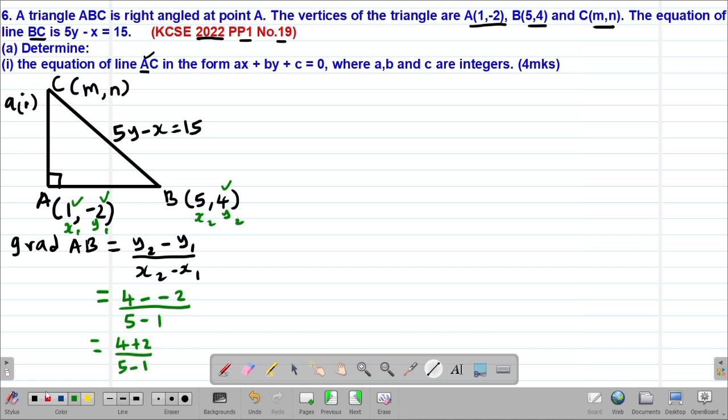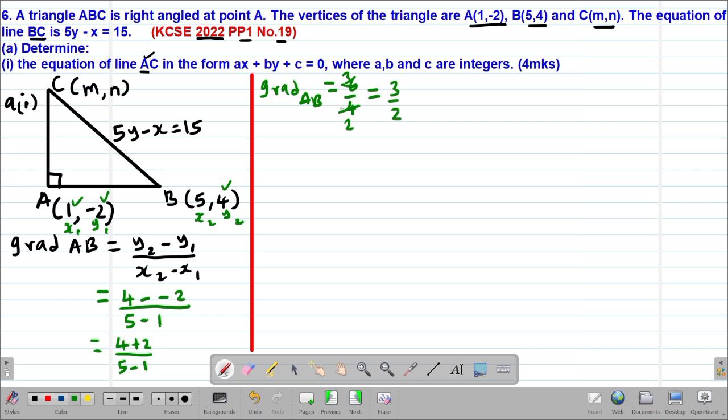Let me separate my working with this particular straight line here. So I'm going to end up with the following. The gradient of the line AB will be given by 4 plus 2, which gives a positive 6, divided by 5 minus 1, which gives a positive 4. Now when we simplify this, dividing by 2 on both, we get 3 over 2. So that is the gradient for the line AB.